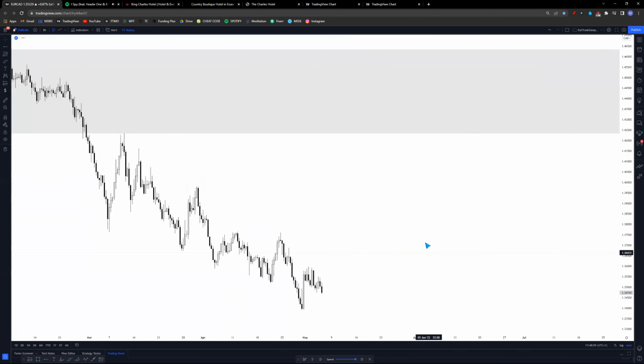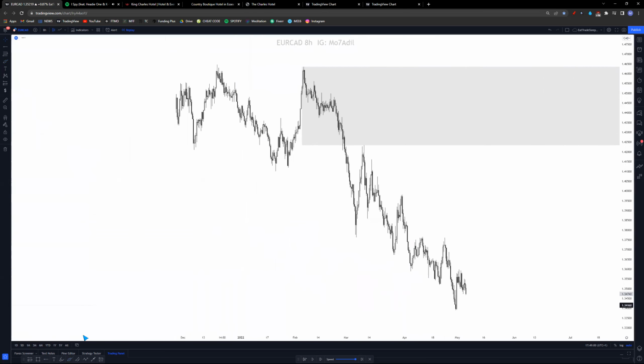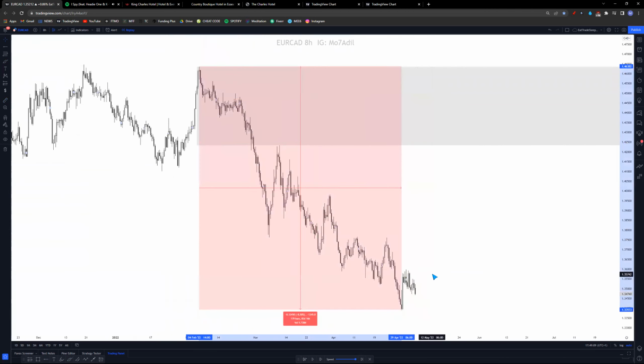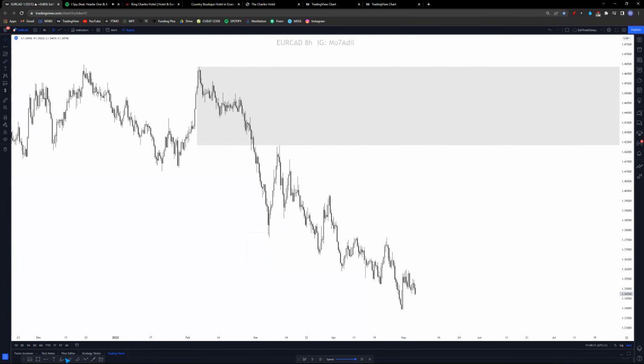Let's go down to the 8 hour, and then we'll have a look at structure from there. Because the pip range is quite large, if we just quickly look at the pip range from this high over here to this low, you can see the pip range is 1,200. That's quite a fat pip range for a low time frame structure, in my personal opinion, right? For EURCAD. So what I'm going to do is generalize it a little bit lower.